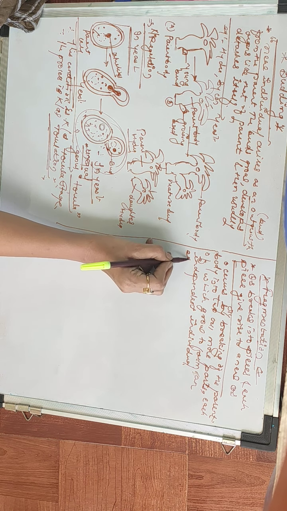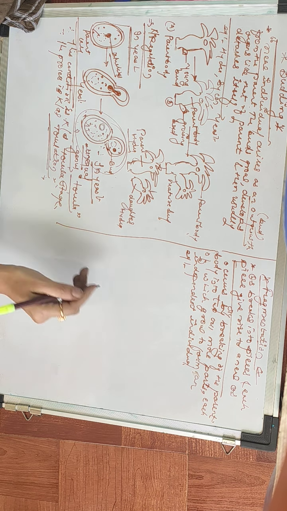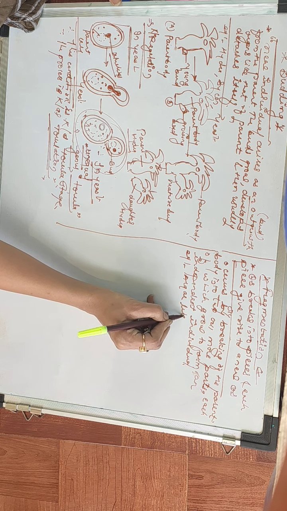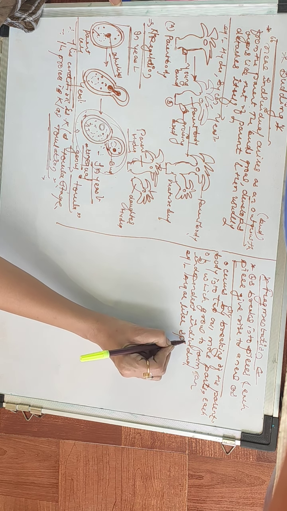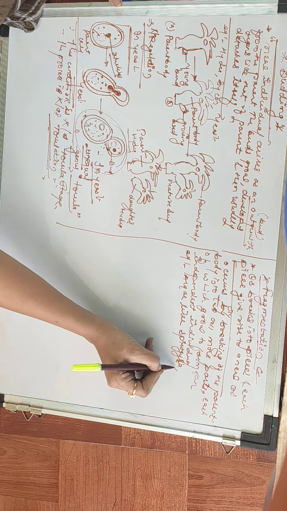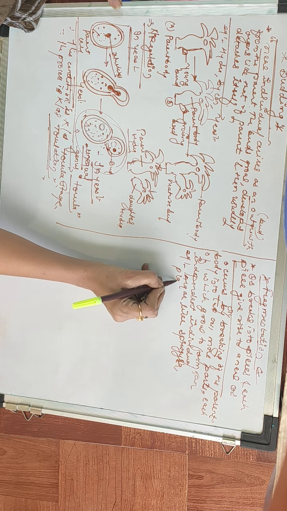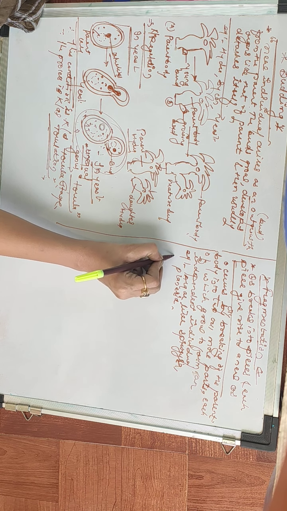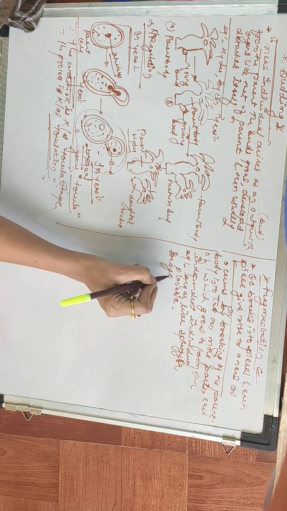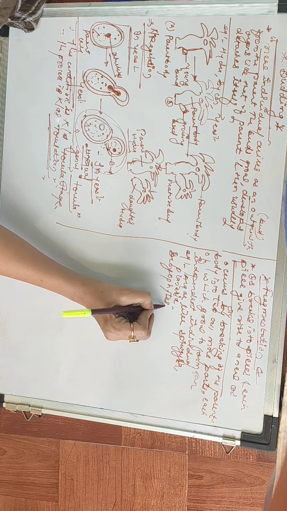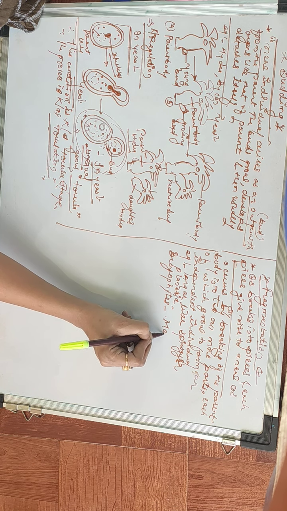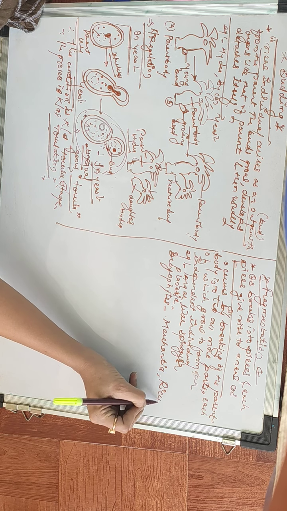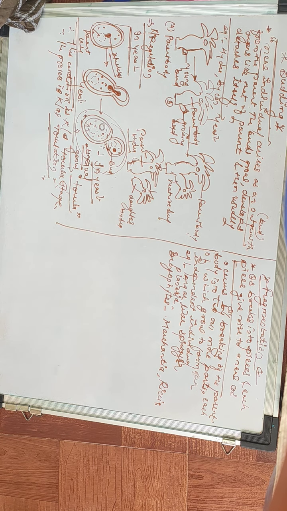In which organisms does fragmentation occur? Fragmentation occurs in algae like Spirogyra. It occurs in Planaria. Apart from Planaria, it also occurs in bryophytes, such as Marchantia and Riccia. So these are a few organisms where fragmentation occurs.